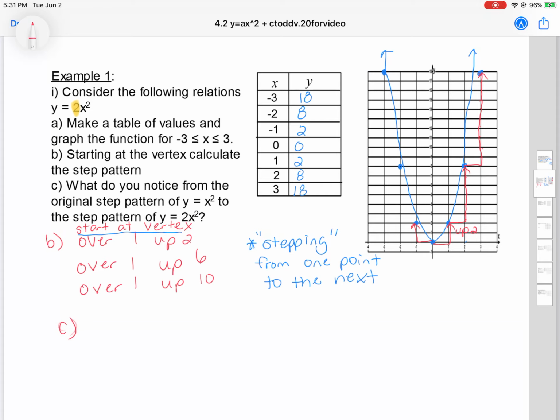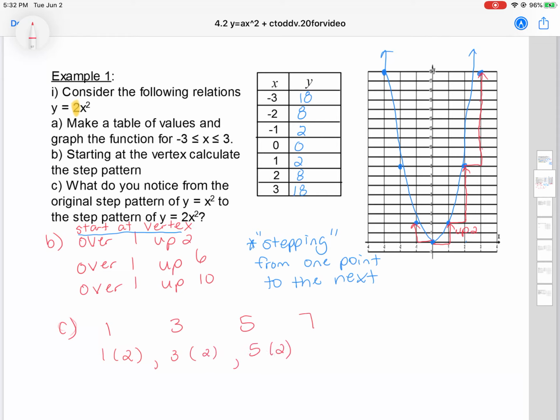However, it is a multiple of 1, 3, 5, 7. To get to 2, you multiply 1 by 2. To get to 6, you multiply 3 by 2. To get to 10, you multiply 5 by 2. So 1 times 2, 3 times 2, 5 times 2.